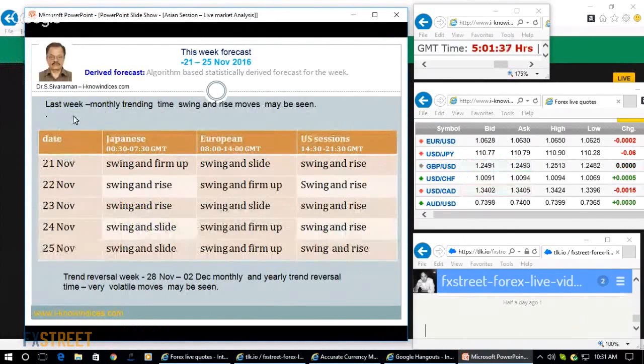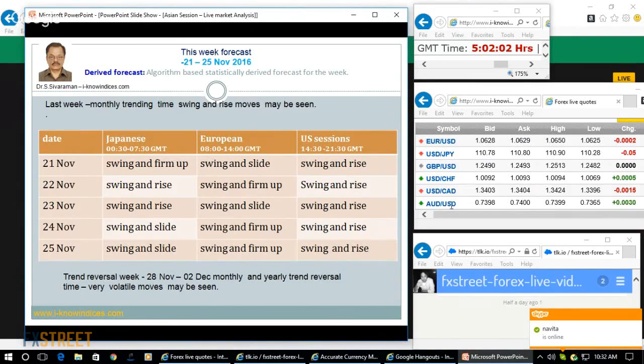We are into the last week of the month. The following week, 28th to the 2nd of December, will show the monthly trend reversal. Then from the 1st of December till end of January, we'll come across the yearly trend reversal. So those trend reversal moves are going to be highly volatile.